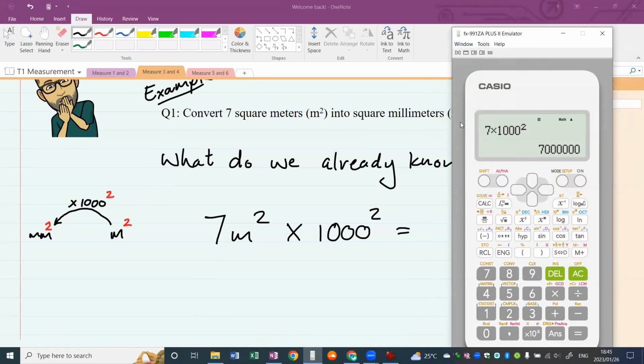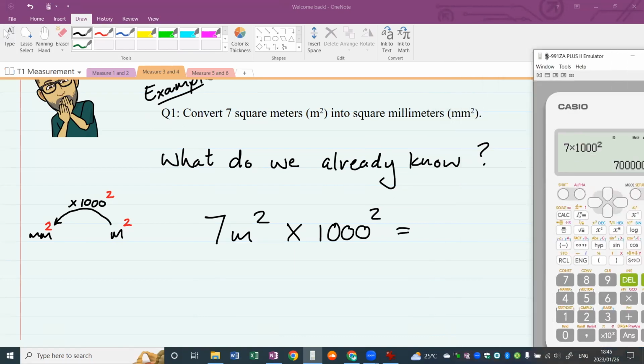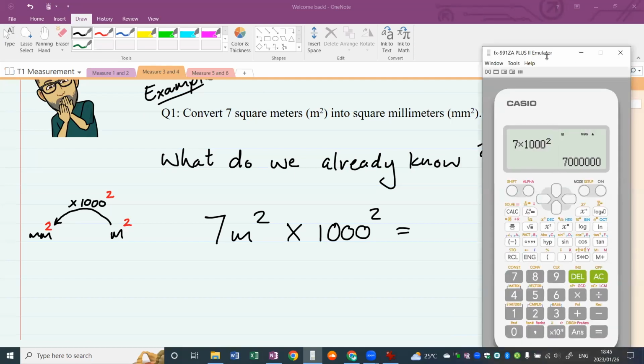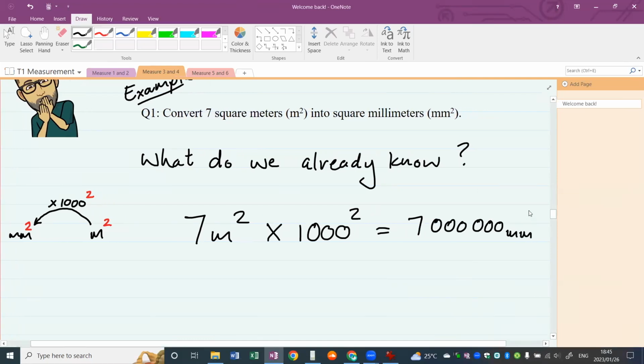Oh my gosh, it's huge. Yes, it is huge. We're timesing by 1,000 squared, which is massive. So yes, it is supposed to be big. Don't be surprised when you see a very big number there. When you start squaring numbers, they get very, very big. Okay. So the answer is 7 million square millimeters. So how do we go from meters squared to millimeters squared? We have to times by 1,000 squared.